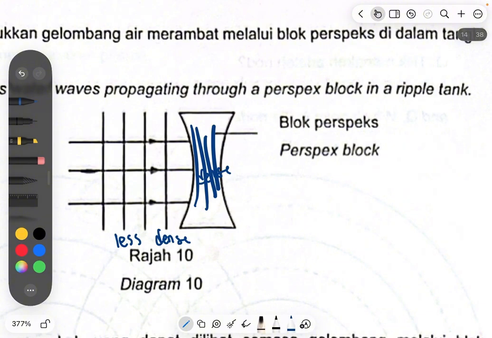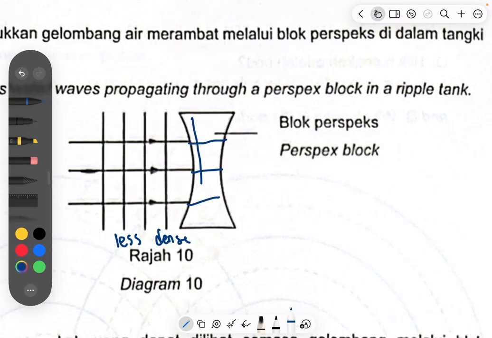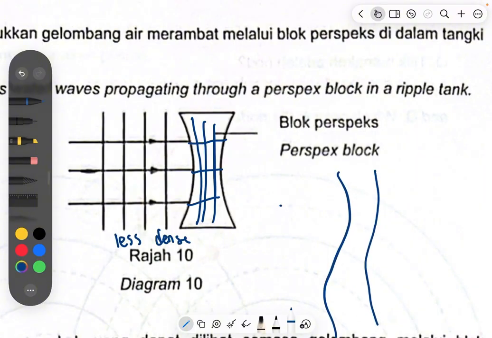Because logically, if you go from less dense to dense, then it will follow the shape of the blocks. Like contoh lah, if you're in a sungai and you go from less dense to dense, it will follow the shape of the sungai. I came across a question like that before. And if I'm not mistaken, wait, I want to refresh and see what affects refraction.